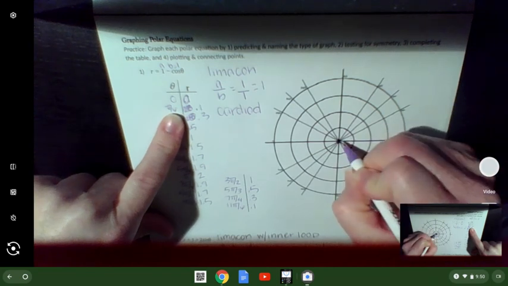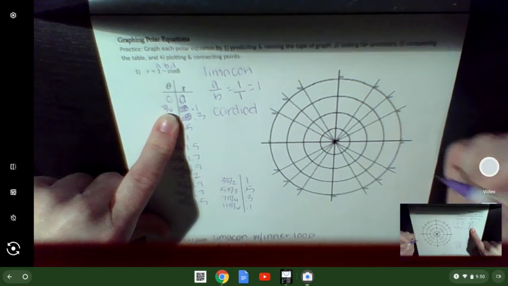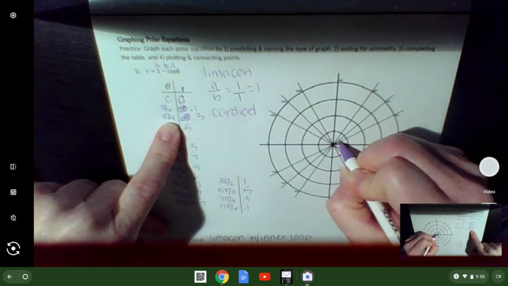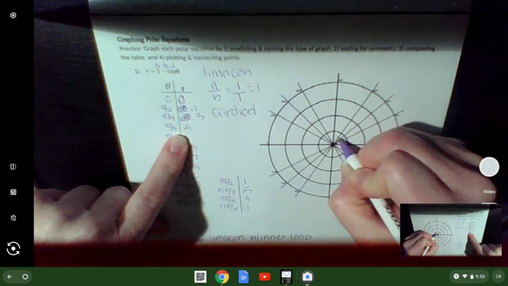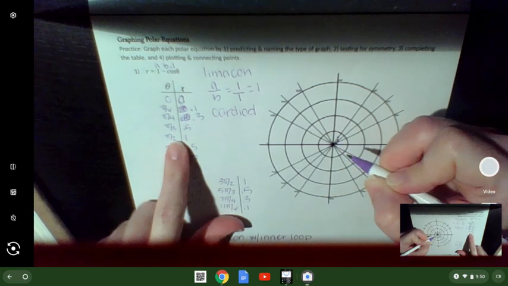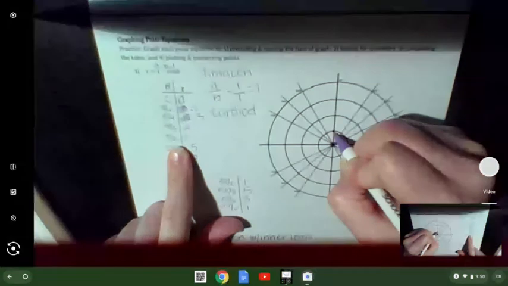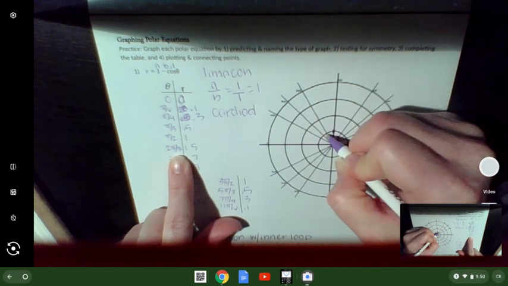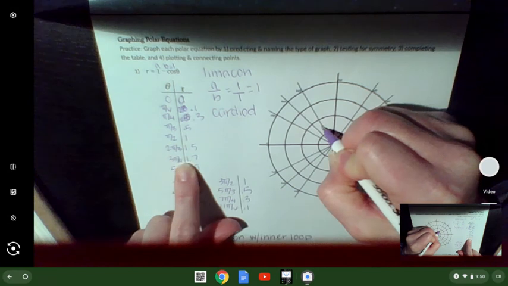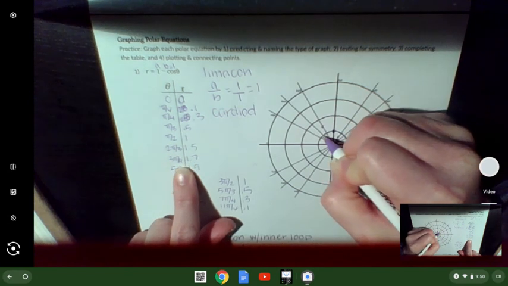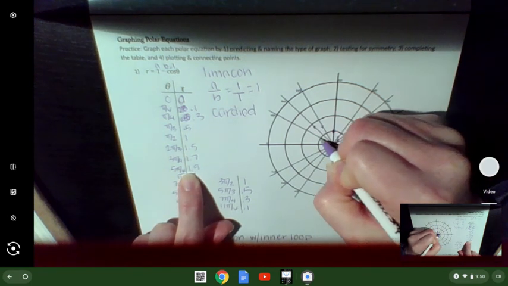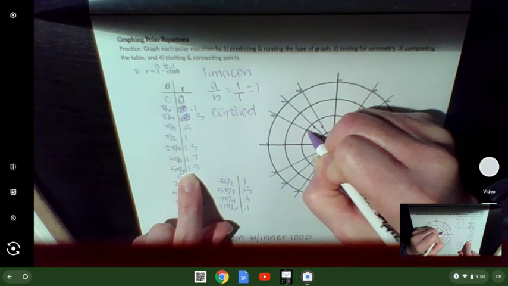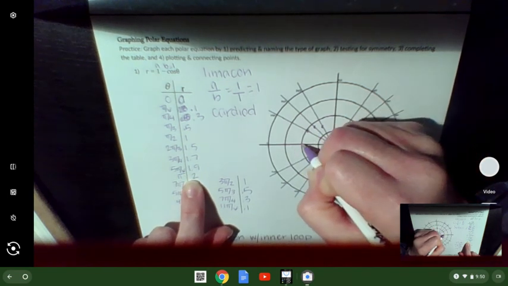So at pi over 6, we are at 0.1, so I am barely out of there. I'm going to have to make it far enough that I can see it, but barely far. Pi over 4, we are at 0.3. Pi over 3, made it to a half. Pi over 2, we are all the way up at 1. 2 pi over 3, 1.5. 3 pi over 4, we are at 1.7. 5 pi over 6, we are at 1.9. Pi, we are at 2.